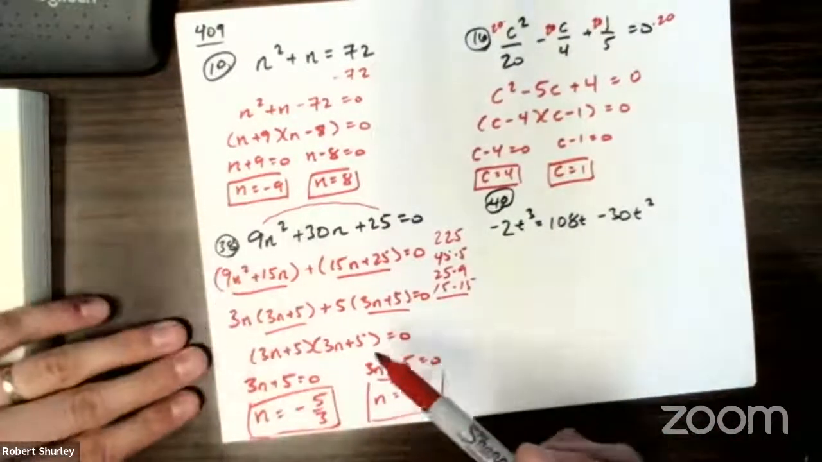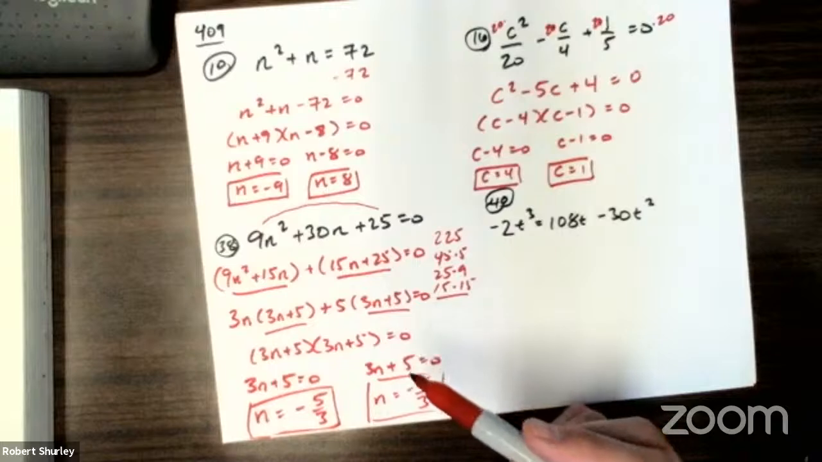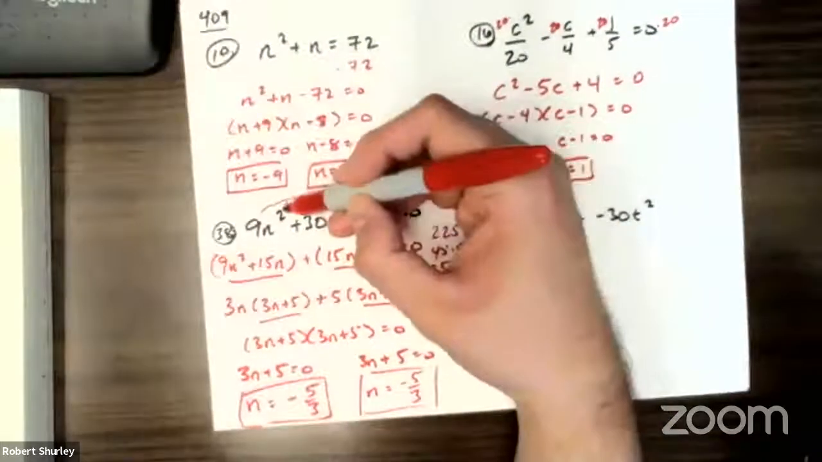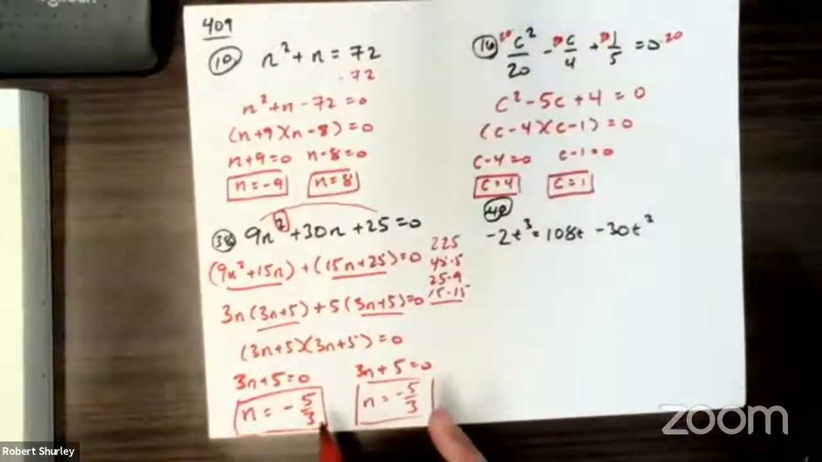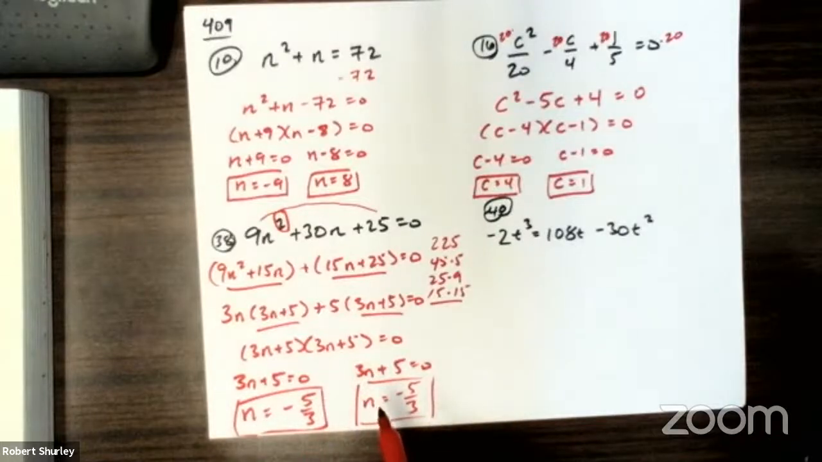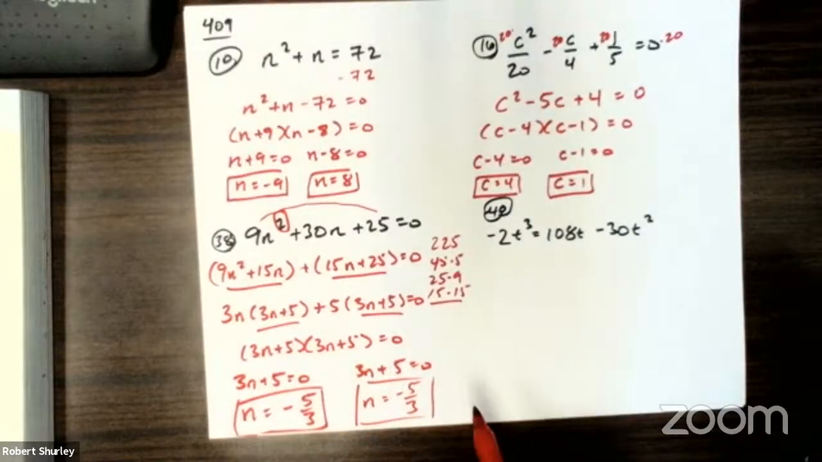But realize, I know what you're thinking. You're thinking, hey, wait a minute. If it's only one solution, you told us if the degree was 2, we'd have 2 solutions. Well, you really have 2 repeated solutions. You just don't have to write it twice.